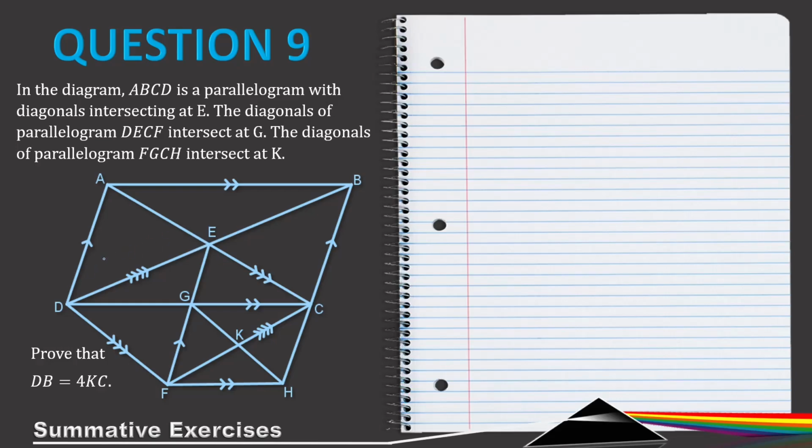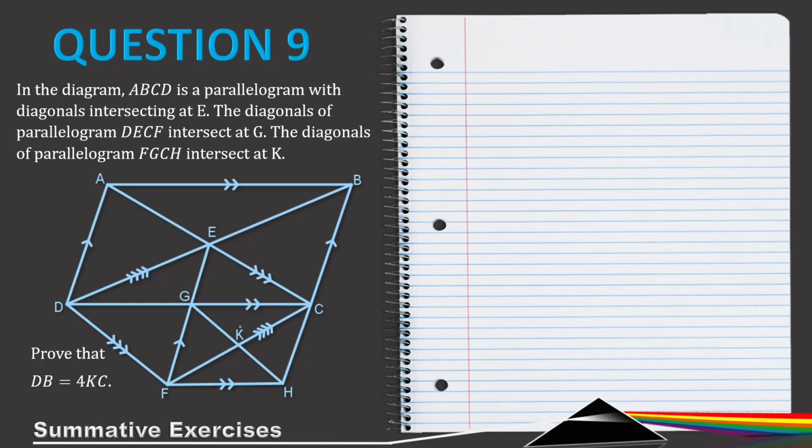So we basically have three separate parallelograms, but they are kind of joined together, whereas the half of the diagonal of the biggest one forms the side of the one smaller to it, and the same, whereas this side forms the entire diagonal of the smallest parallelogram. Now we need to prove that DB is 4KC. Now DB is the diagonal of the biggest parallelogram, and KC is half of the diagonal of the smallest parallelogram.